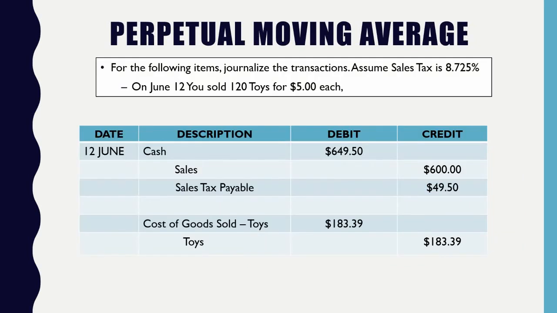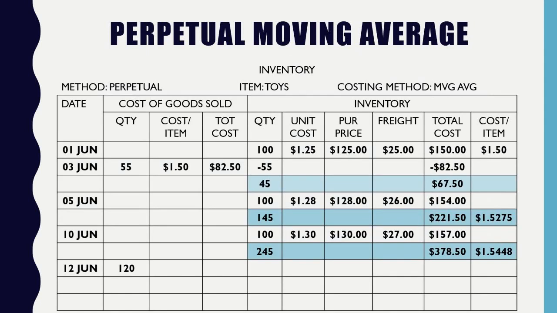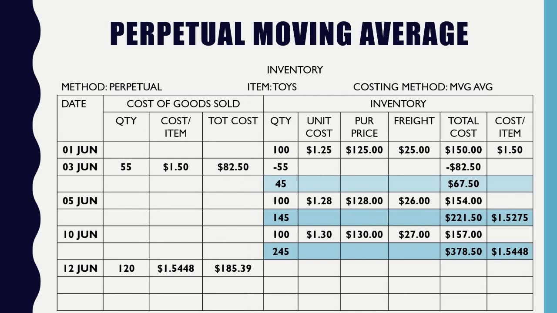So then on June 12th, we end up selling 120 toys for $5 each. So once again, since we don't care about what batch came first and what batch came last, we just have a grand total of total inventory, right? We're going to pop that 120 items. And this time, because we calculated our average cost per item to be $1.5448, we're going to pop that in here, and we're just going to go ahead and calculate it right away to give us a total of $185.39.